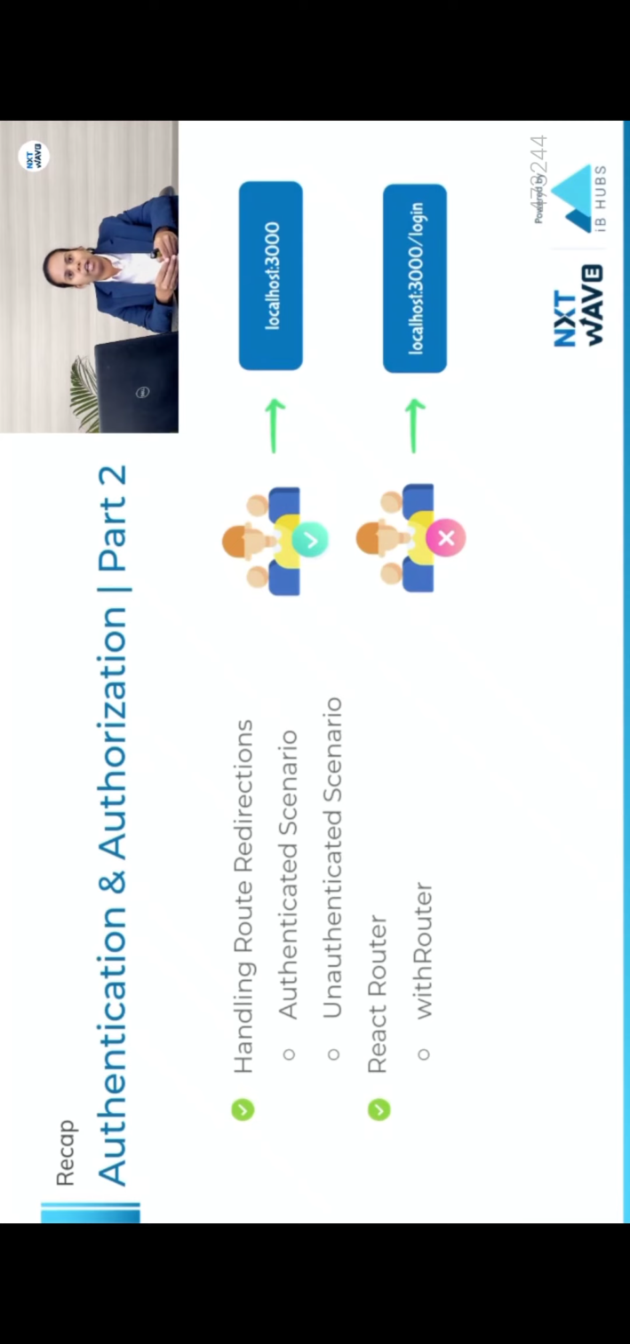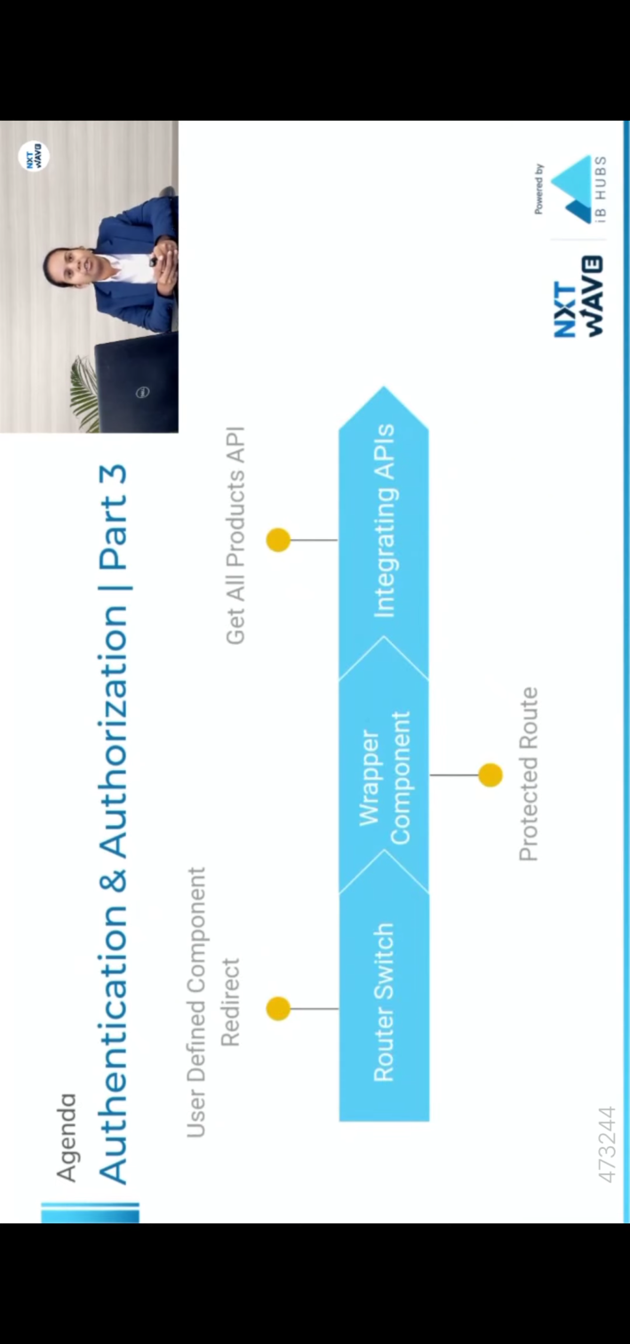Then we also understood about React Router, in that we understood withRouter. Now coming to today's session. In today's session, we are going to understand more details about the router Switch, where we can include user-defined components and also the Redirect. We'll also understand about the wrapper component, and then we'll integrate an API, which is the Get All Products API. So let's get started.